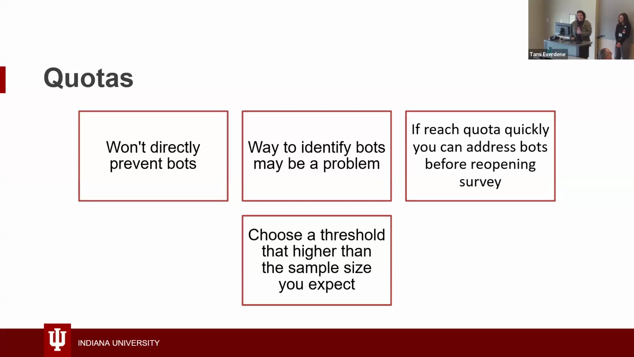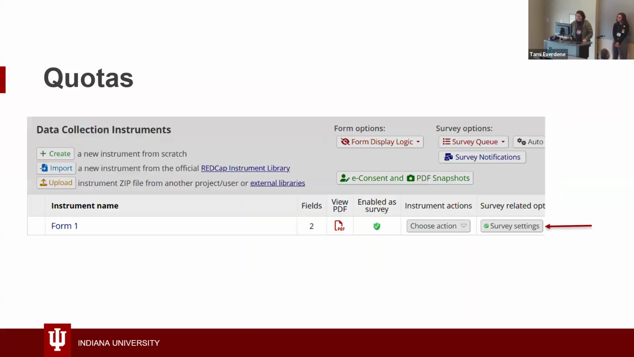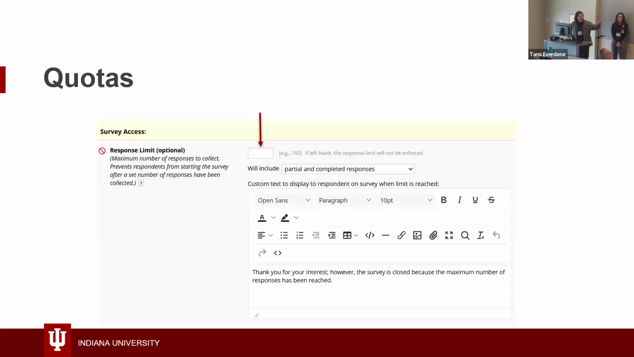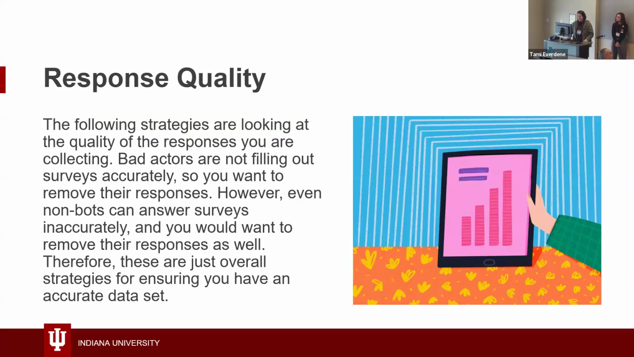And then you can stop distributing it, figure out a new way to deal with them, and then re-put it in. So this is just something to keep in mind if you really think bots are going to be a problem. And I would set your threshold pretty high, but high enough that you are going to be alerted of it quickly. So how you would do that, you can go to your survey settings, and then you can set the quota, and you can put in the number for whatever you want your quota to be for this survey.